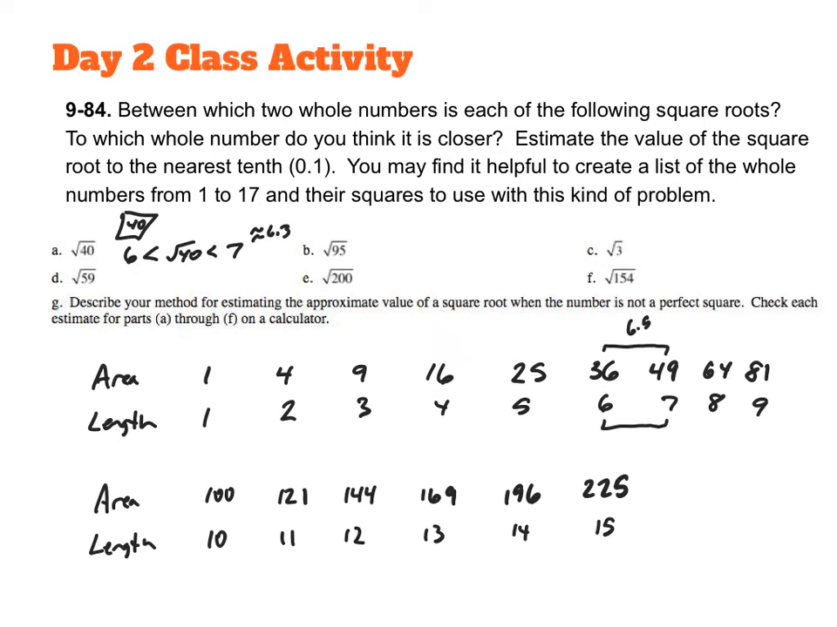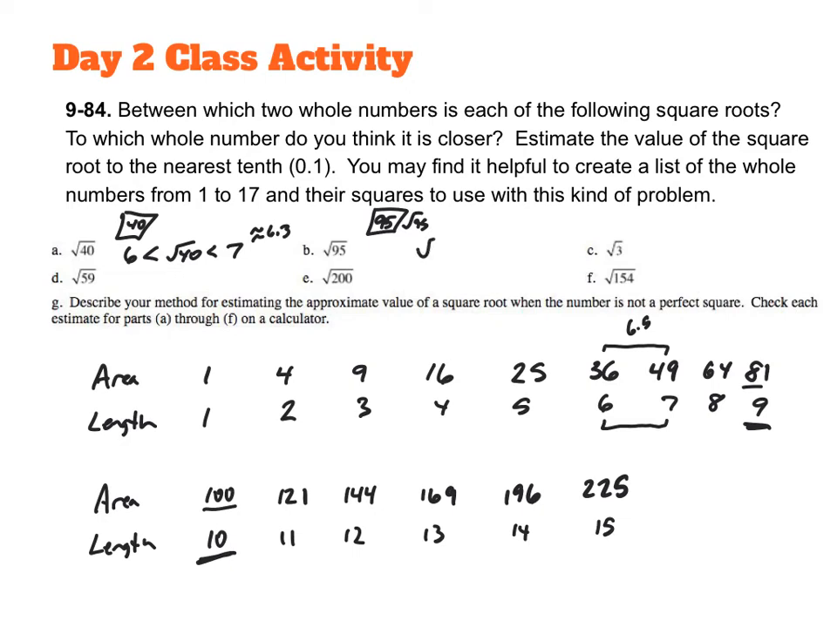Next one, letter B, square root of 95. So again, that would be an area of a square of 95 with a side length of square root of 95. So my areas that 95 is between, that's happening between 81 and 100. And again here, 95 is closer to 100. It's only 5 away compared to 14 away from 95 to 81. So we know that it's going to be closer to that area of 100, and that's going to come from side lengths that are between 9 and 10.